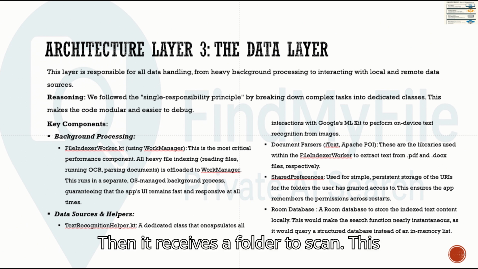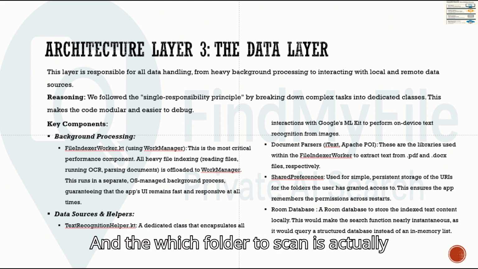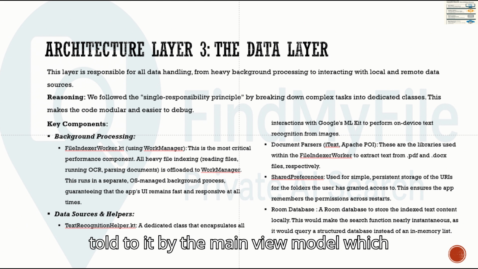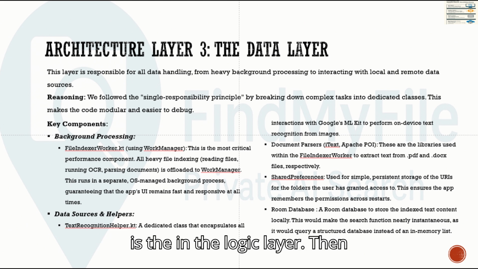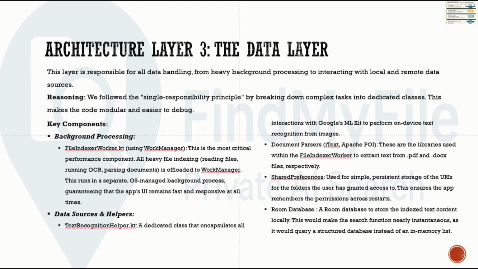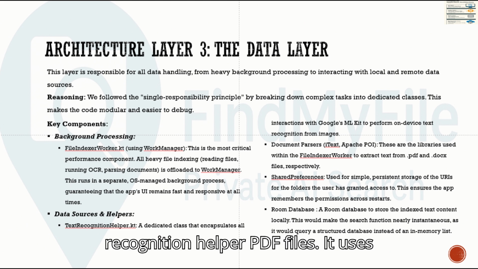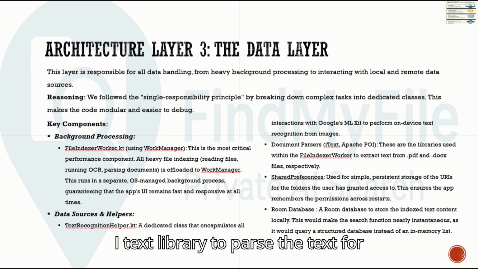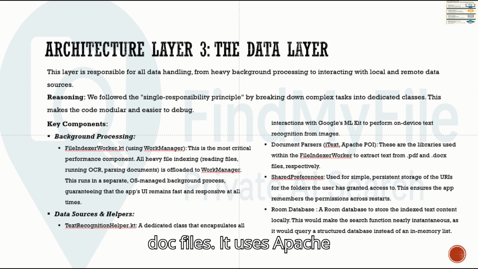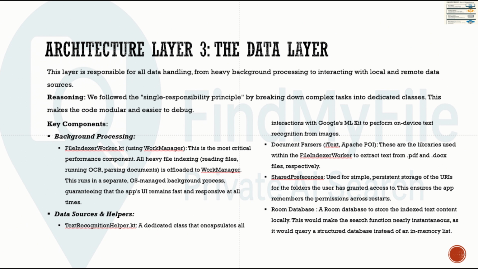Then it receives a folder to scan. This is one of its main activities, and which folder to scan is actually told to it by the main view model, which is in the logic layer. Then it processes all different file types: using OCR for images, which is the text recognition helper; for PDF files, it uses the iText library to parse the text; for doc files, it uses the Apache POI library to extract the content.